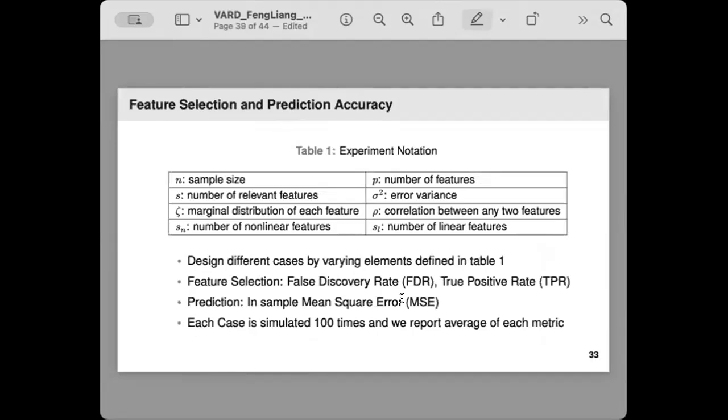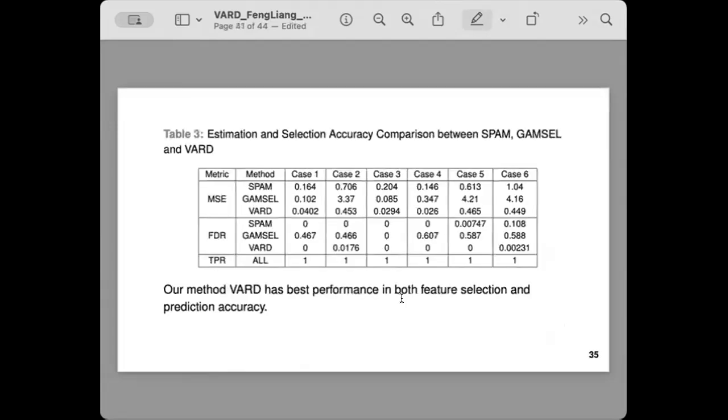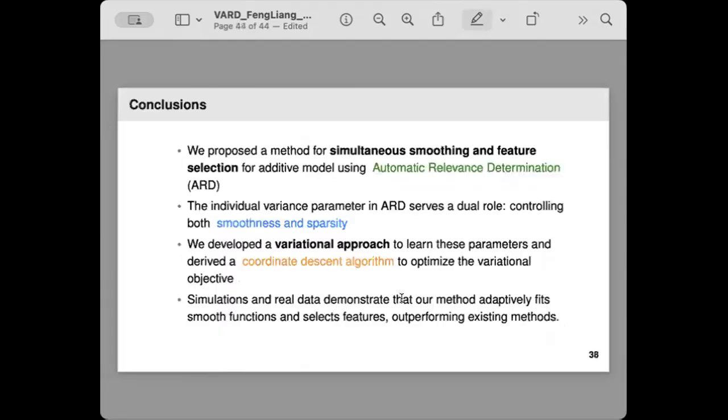Now I'm going to skip the remaining simulation study on feature selection accuracy and prediction accuracy. Due to time constraints, I'm going to end my talk with this conclusion slide. This summarizes the key contributions of our work. Right now, our paper is under review for JCGS.